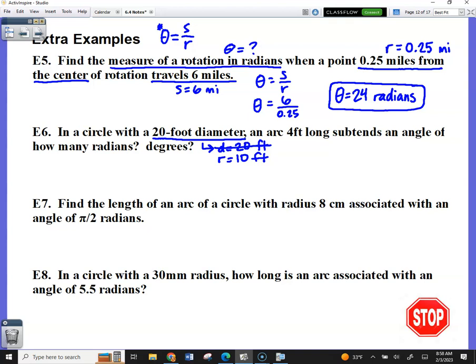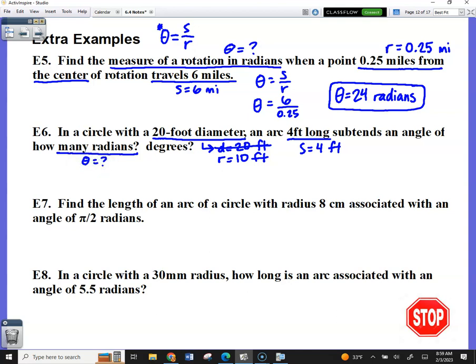An arc 4 foot long subtends is a way of saying you have this arc and they're telling you that it measures 4 feet long. They're telling you S. It subtends, meaning it's spanning, okay? So they're giving you S right here. They're saying that S is 4 feet, of an angle of how many radians? This means I'm finding what? Theta. We'll put a question mark.